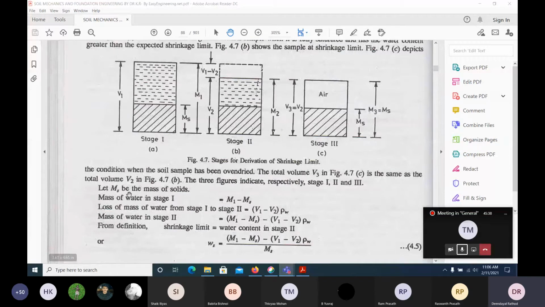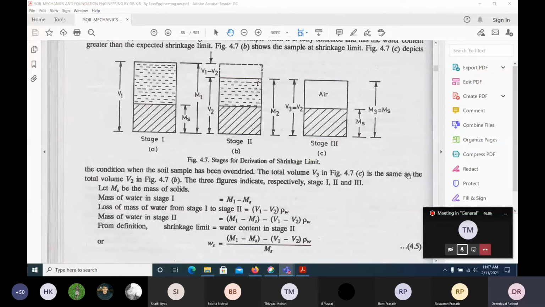So how do we find this one? Now stage 1, look here. Mass of water in the first stage: what is the mass of water? M1, look there very carefully, M1 minus Ms. Is it clear? Water I am finding out. Next, the loss of mass of water from stage 1 to stage 2.